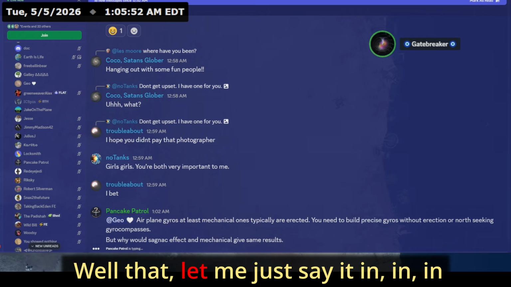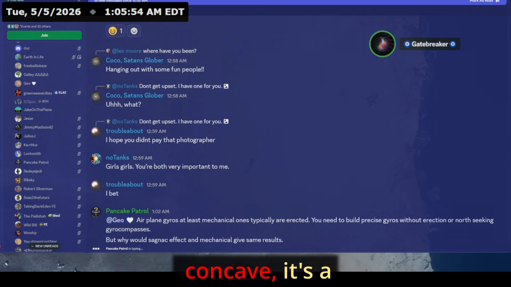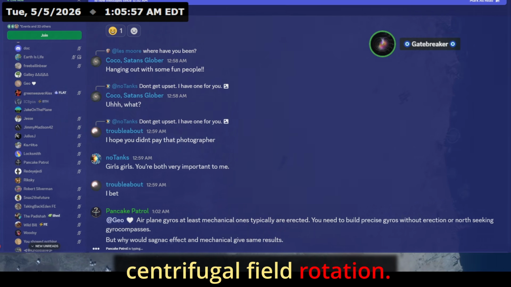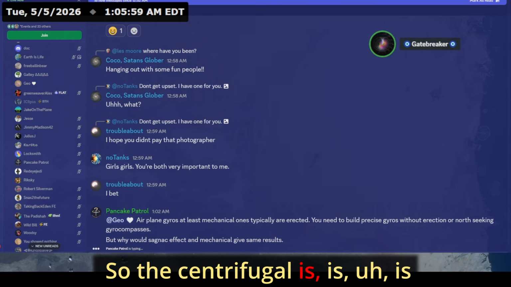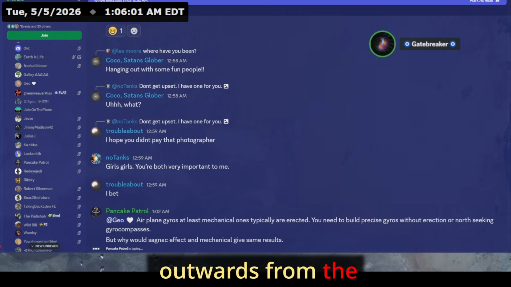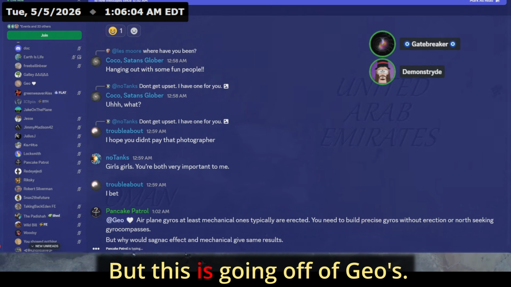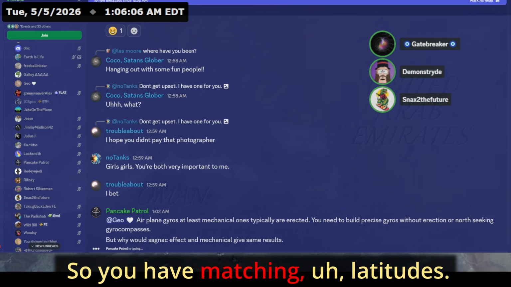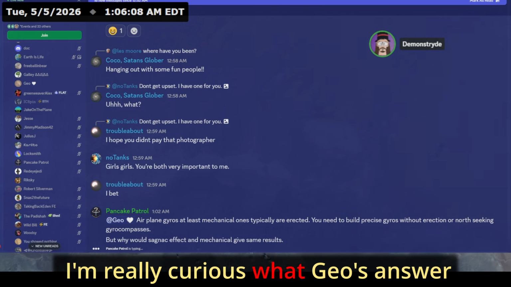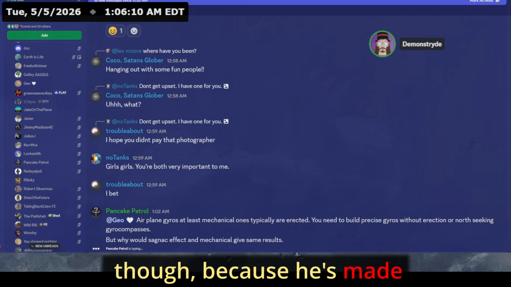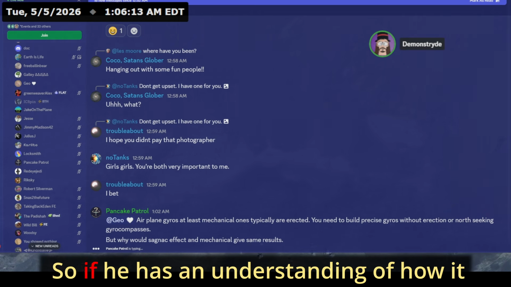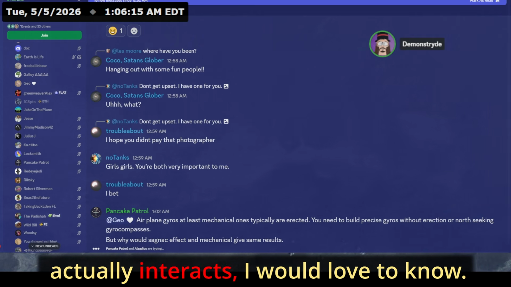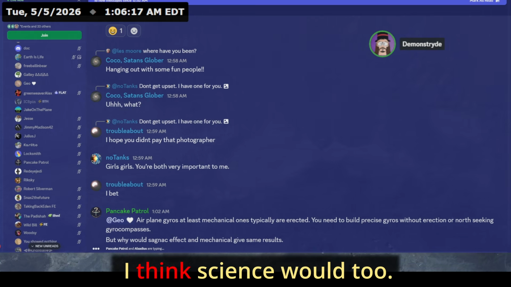Okay, well let me just say it in concave. It's a centrifugal field rotation. So the centrifugal is outwards from the center toroidally, but this is going off of Geo's claim. So you have matching latitudes. I'm really curious what Geo's answer would have been for this though, because he's made this claim multiple times. If he has an understanding of how it actually interacts, I would love to know. I think science would too.